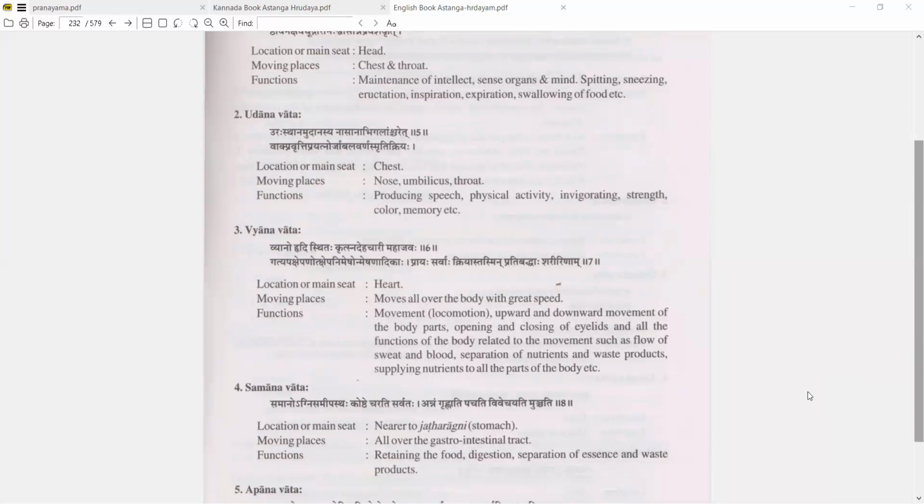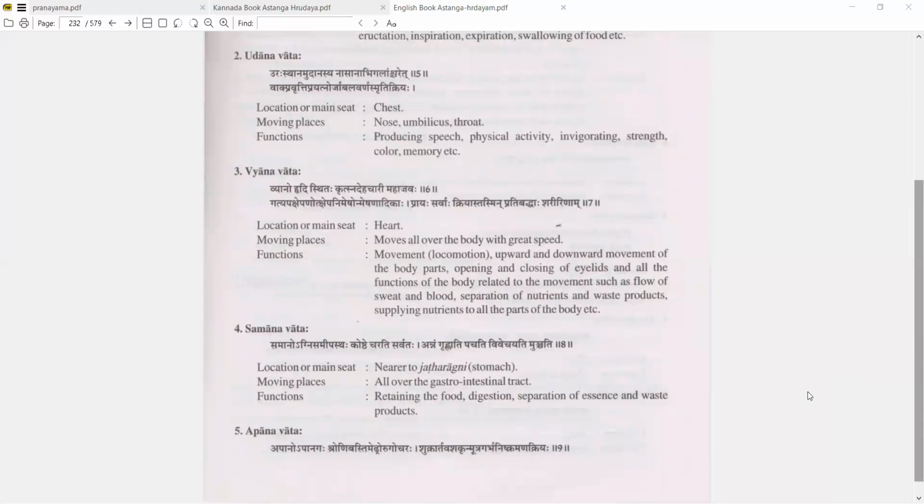Samana Vata. Location or main seat: nearer to Jataragni, stomach. Moving places: all over the gastrointestinal tract. Functions: retaining the food, digestion, separation of essence and waste products.